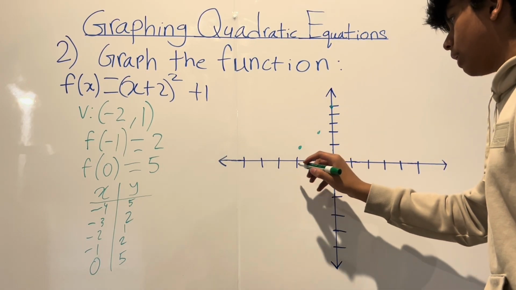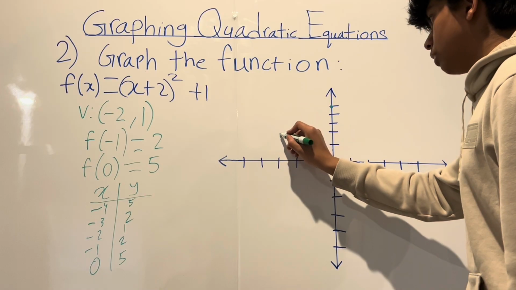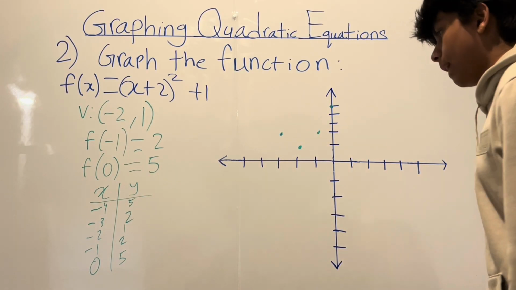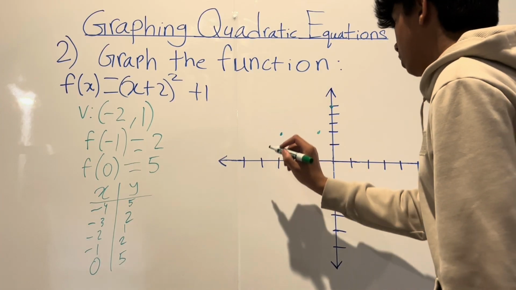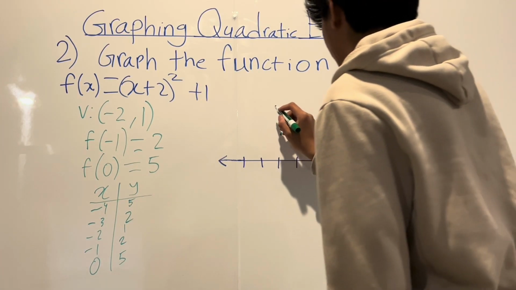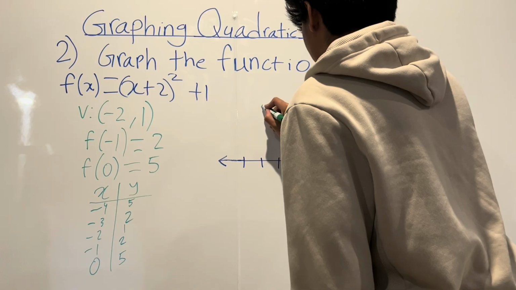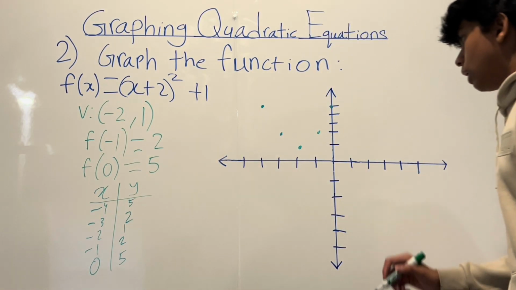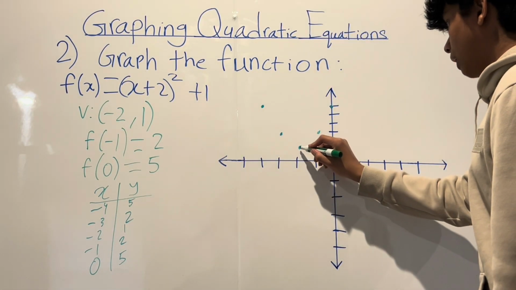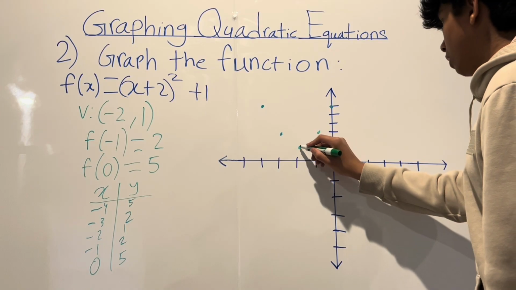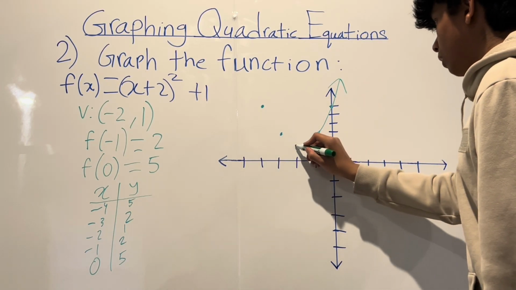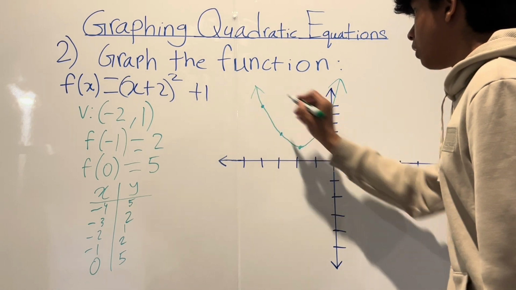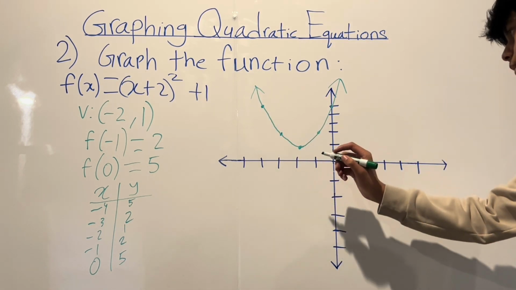And then we have -3, 2, which is going to be symmetrical, which is over there. And then we have -4, 5. So that's going to be around right there. And now we can just draw an estimate of the curve. And that's around what it would look like.